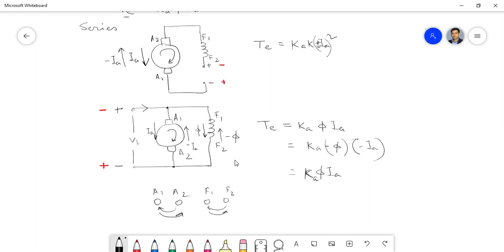Is that clear? How can we change the direction of rotation? Either we have to make minus phi or we have to make minus IA. Clear?